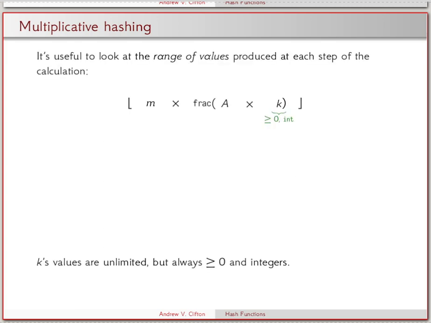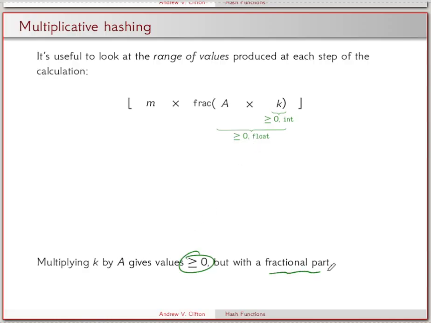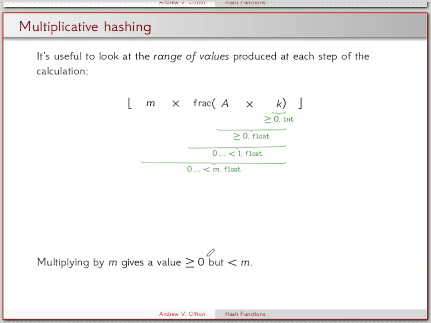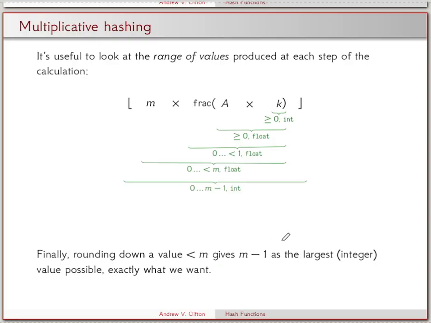Again, just going over that, what is k? k is always greater than or equal to 0 and is an integer. If we multiply that by a, we get a value that is greater than or equal to 0, but now it's a floating point value. It has a fractional part. If we take the fractional part of that, then we get a value that's greater than or equal to 0, but less than 1. We multiply that by m, which gives us a value between 0 and just less than m. And then finally, we round that down, which gives us a value between 0 and m minus 1 as an integer.